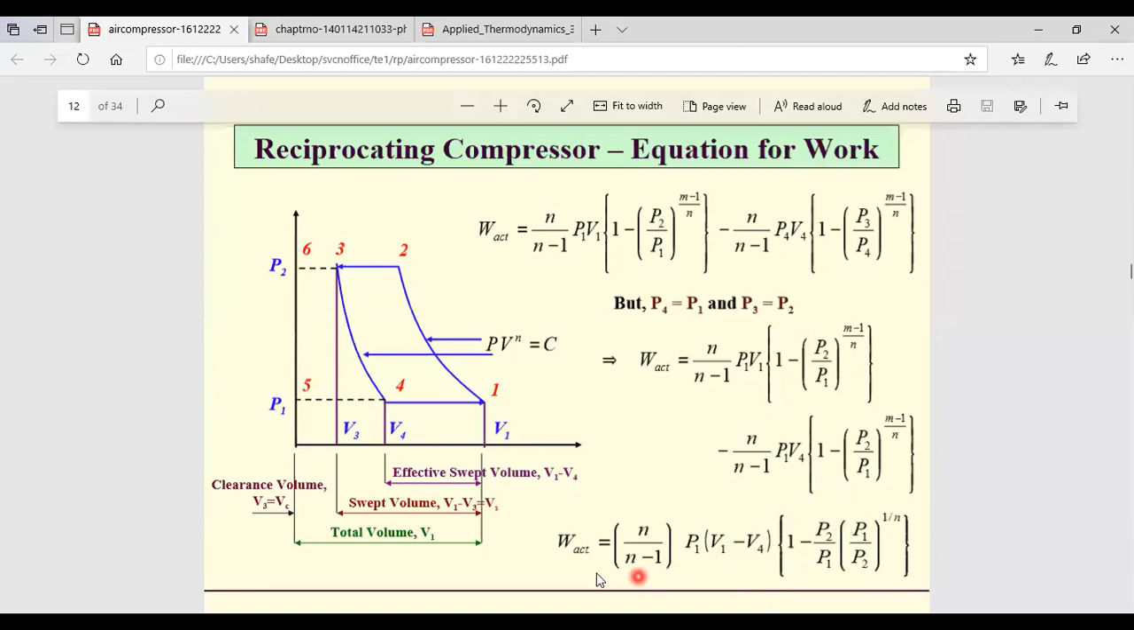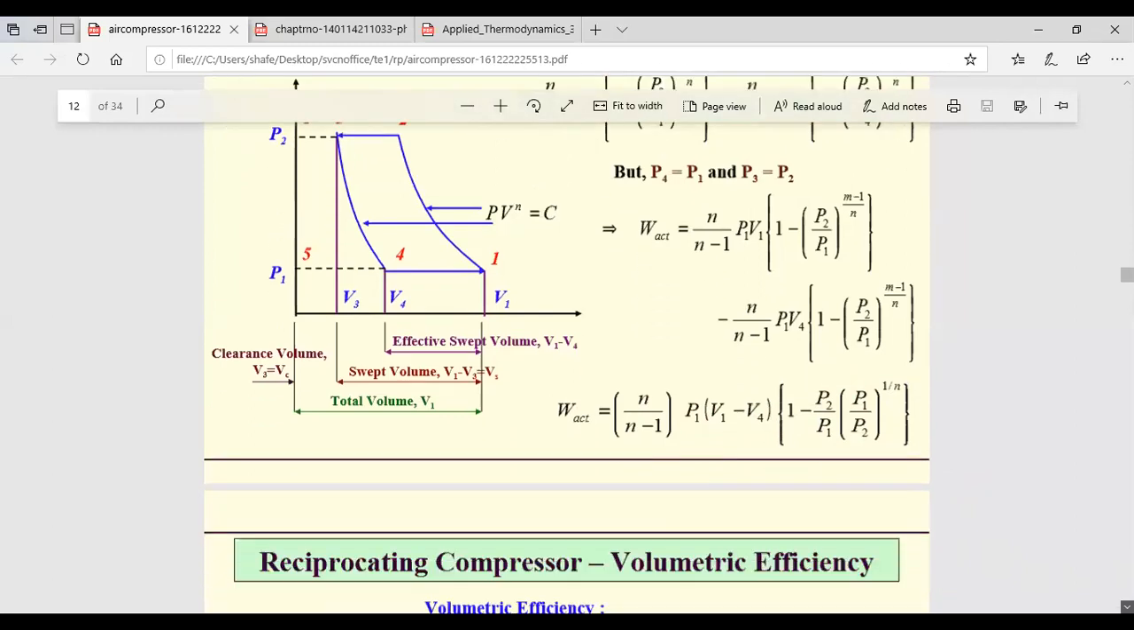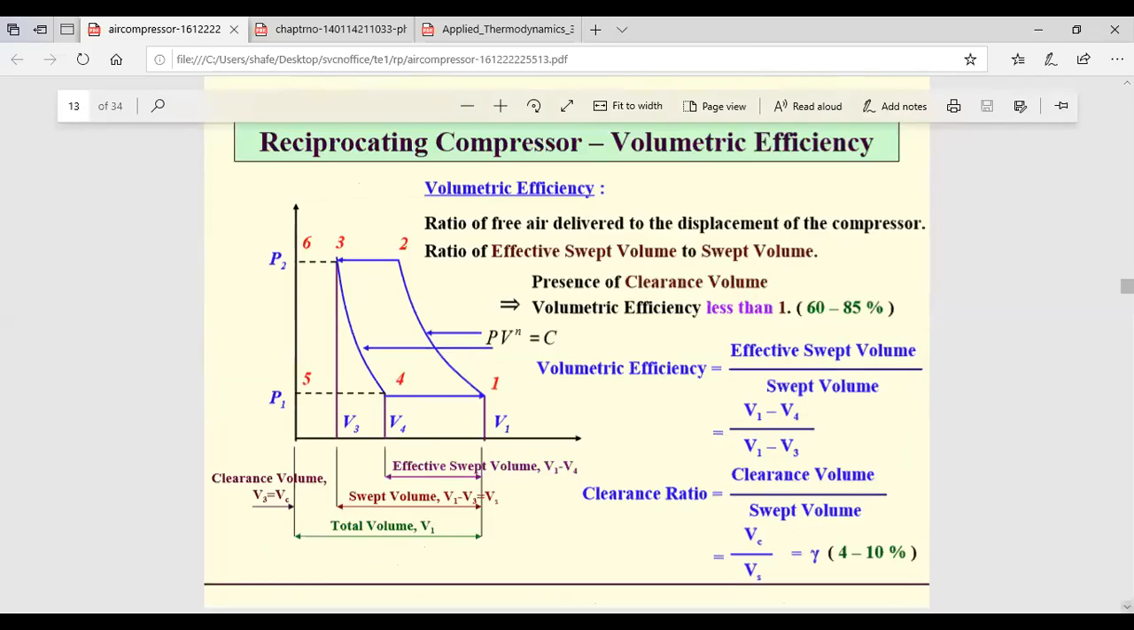So the actual work, whenever you consider the clearance volume, now becomes n by n minus 1 P1 into V1 minus V4. So what is V1 minus V4? It's called the effective swept volume, into 1 minus P2 by P1 whole power of n minus 1 by n. So just remember this relation, and we'll take one problem. You can understand better how this particular relation holds good, and how the problems with clearance volume and without clearance volume work, which we'll be seeing in the next slides.